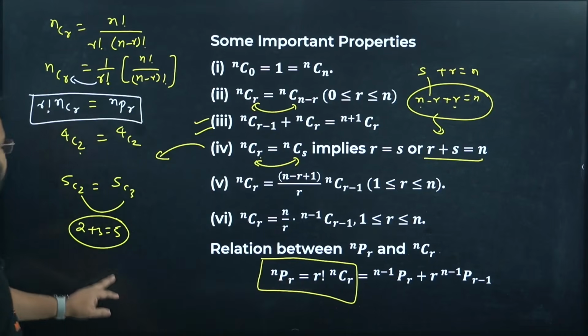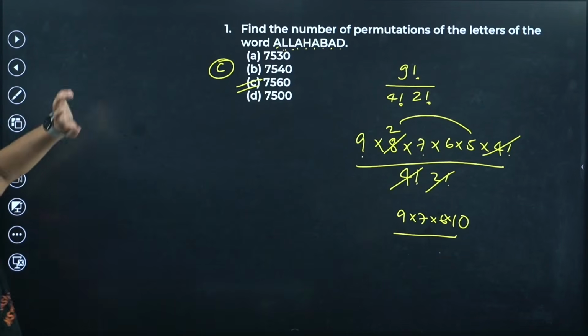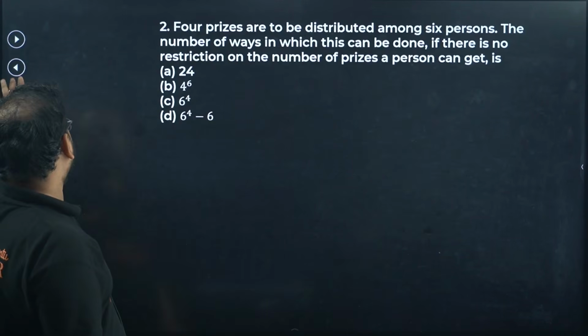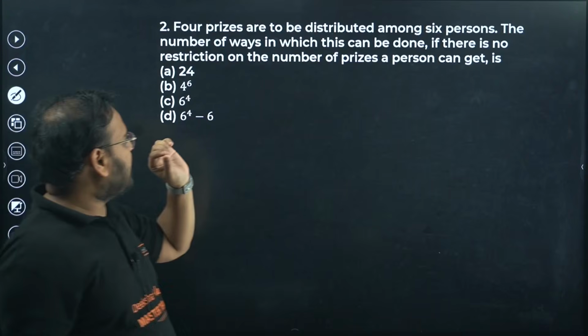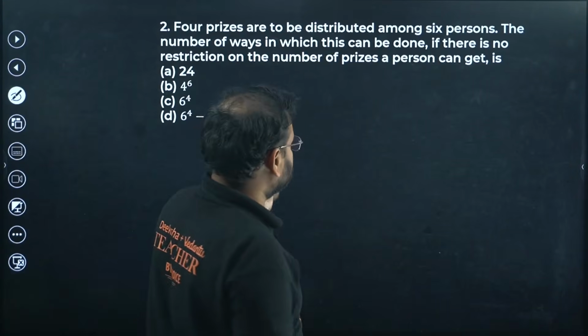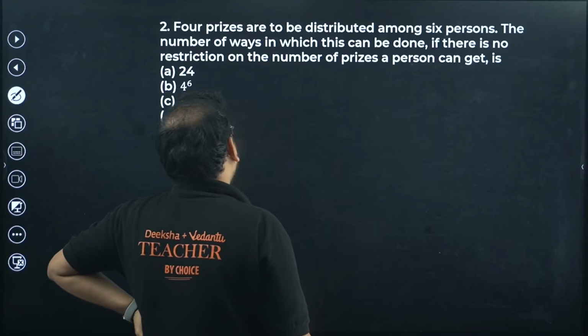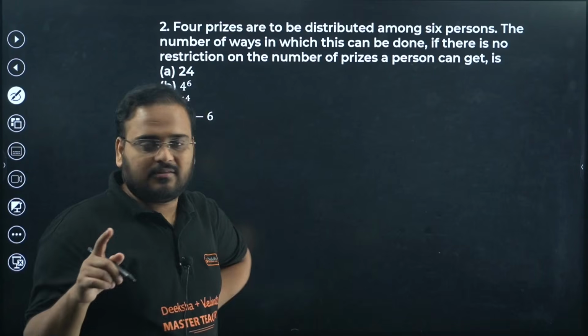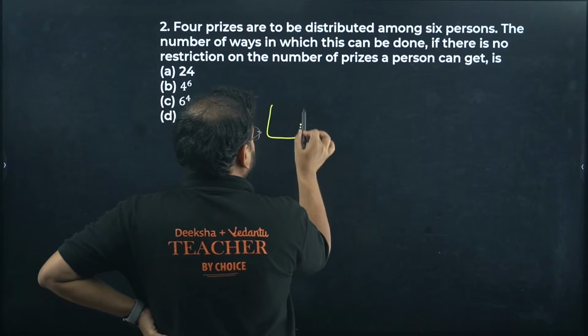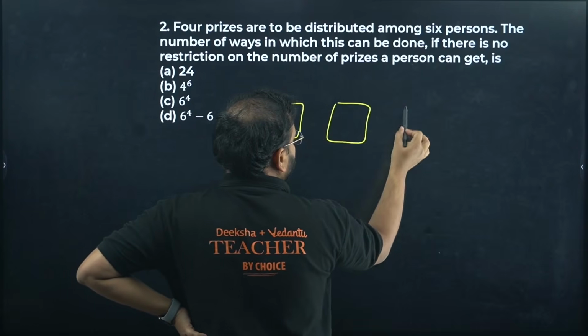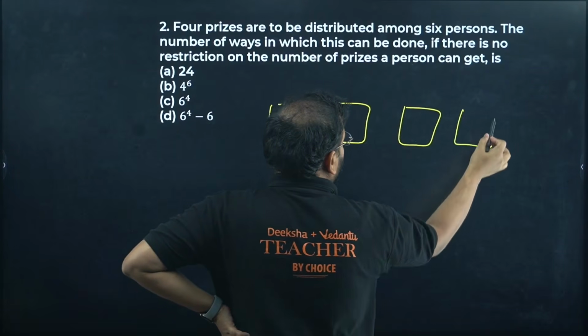Gets it? Yeah. So questions now. First one is already done. Let's move on to question number 2. 4 prizes are to be distributed among 6 persons. All right, 6 persons. So for each person, I have 4 prizes, sir. Prize 1, prize 2, prize 3, prize 4.